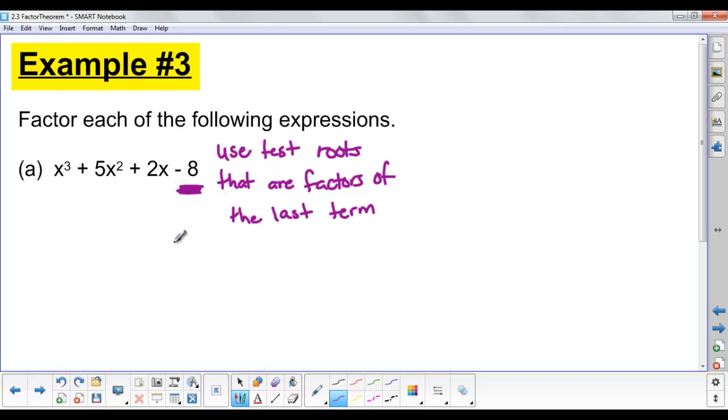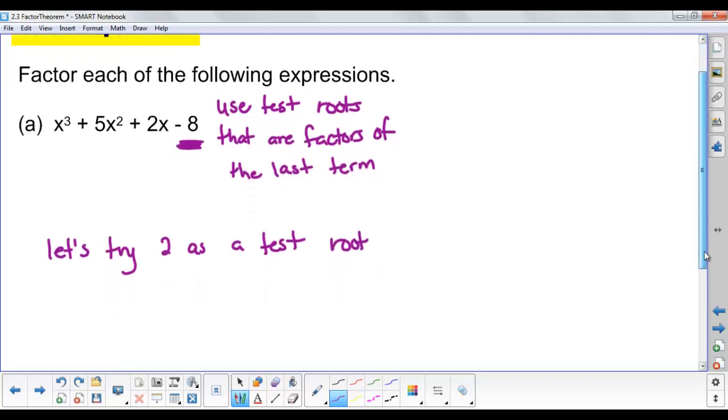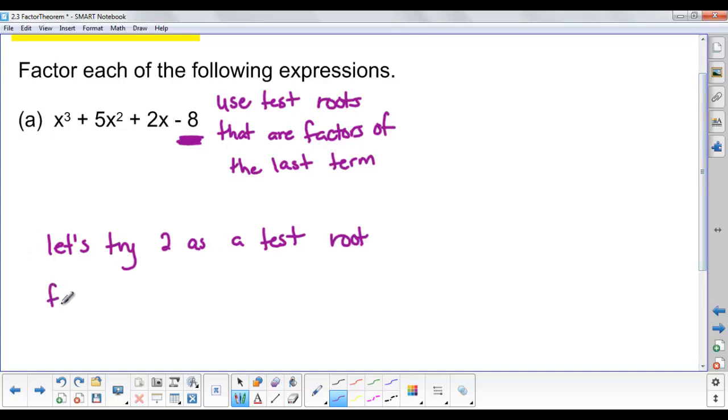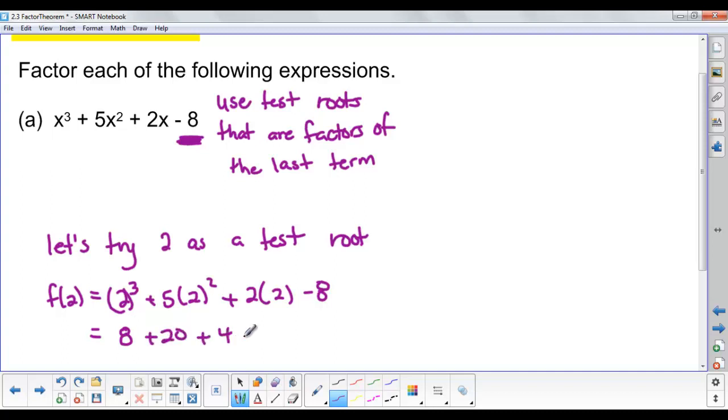So think of all the ways that you can multiply to -8. For example, let's try the number 2. 2 divides into -8. So if we sub in +2, we get 2 cubed plus 5 times 2 squared plus 2 times 2 minus 8. Then we end up with 8 plus 20 plus 4 minus 8, which gives us a value of 24.